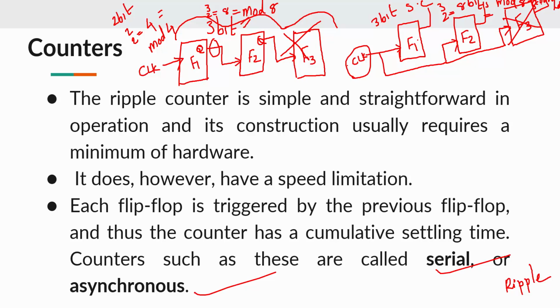Suppose this one is not there, that means 2 flip-flops. 2 flip-flops means it can represent 2 bits at a time. So this is a 2-bit synchronous counter. A 2-bit synchronous counter means 2 to the power 2, it can represent 4 different binary patterns at a time. So we can call it a mode 4 synchronous counter.